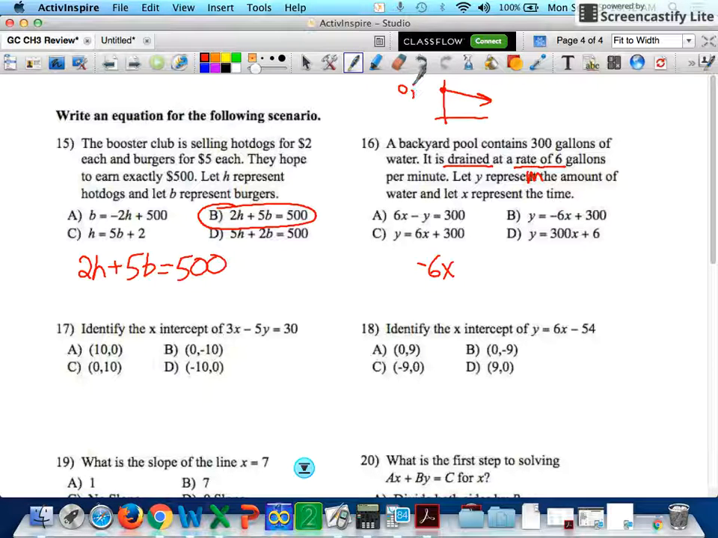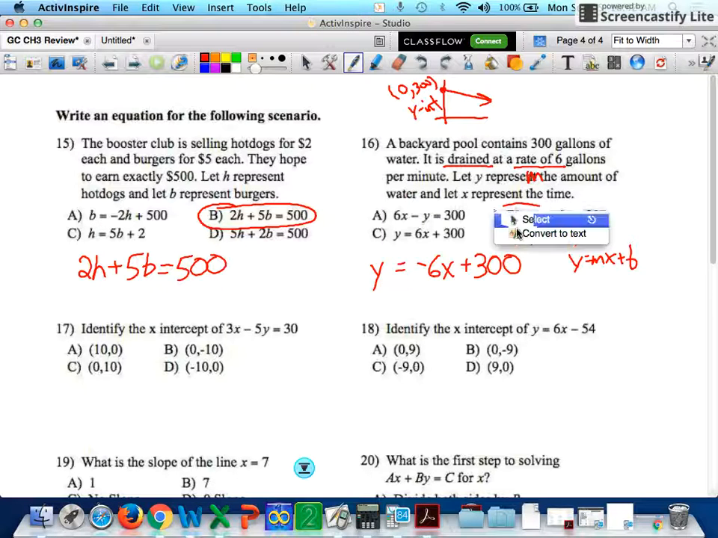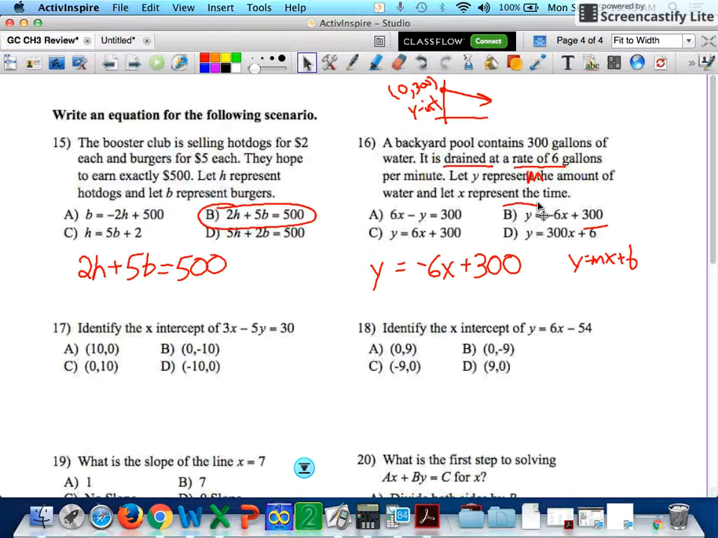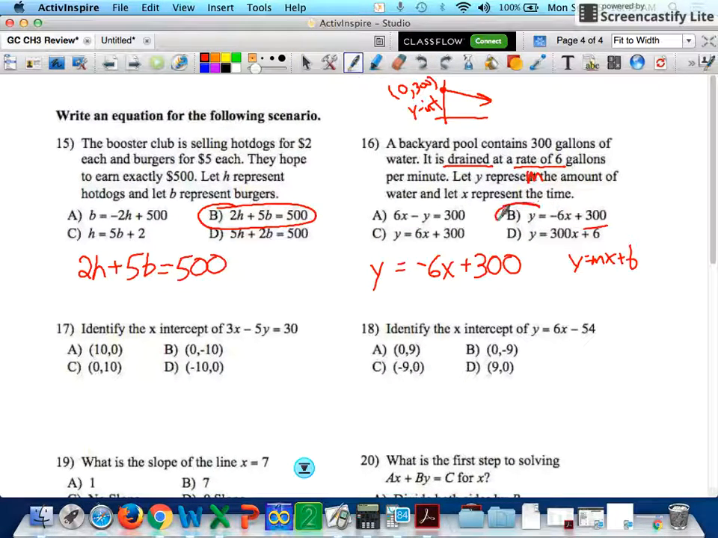This point would be 0, 300 because that's how much we started with, and that is a y-intercept. So I have my y-intercept of 300. And this looks a whole lot like y equals mx plus b, except we don't have our y. There it is, okay? This is our slope. Our slope is here. Our initial value is here, and y represents the amount of water in the pool. So just key words, rate. Rate was the key word there. And there was our answer. Okay?